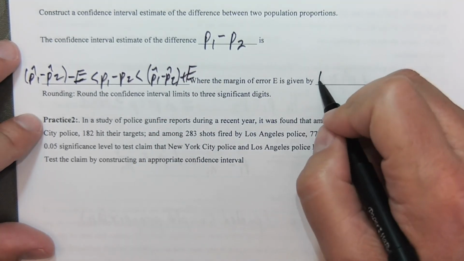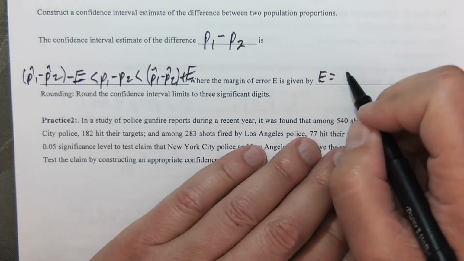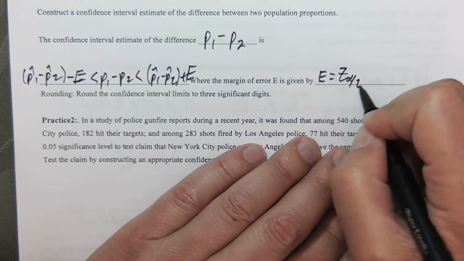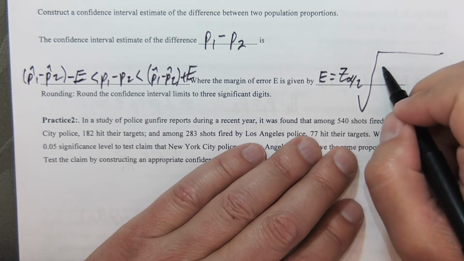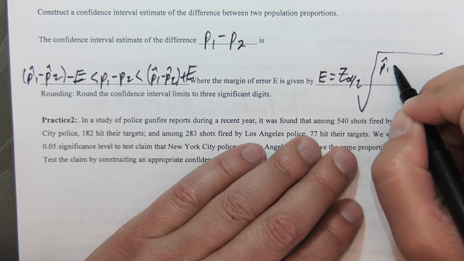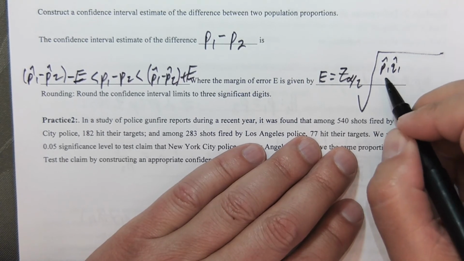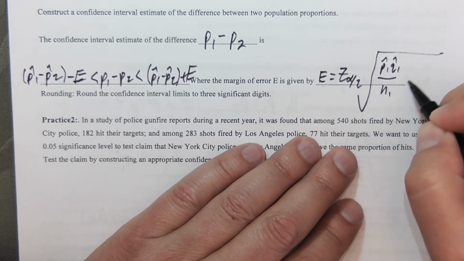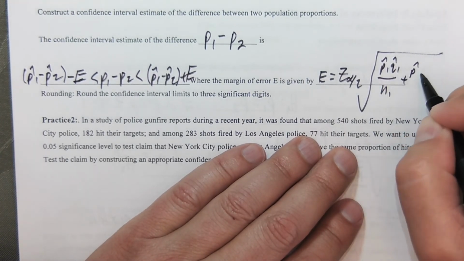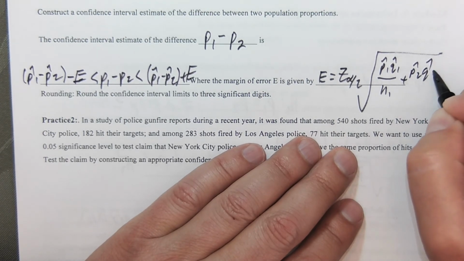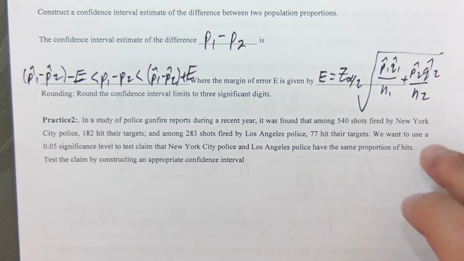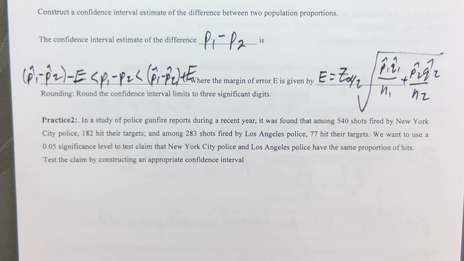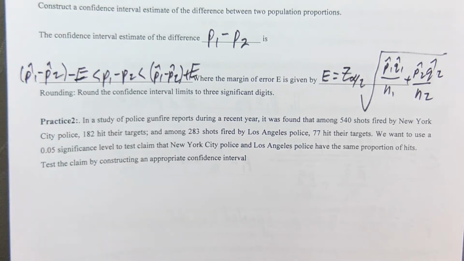And E is defined here. C sub alpha over 2, P hat sub 1, Q hat sub 1 over N sub 1 plus P hat sub 2 Q hat sub 2 over N sub 2. And then very nicely, of course, our calculator does all this work for us. So let me show you where we're going to do that.